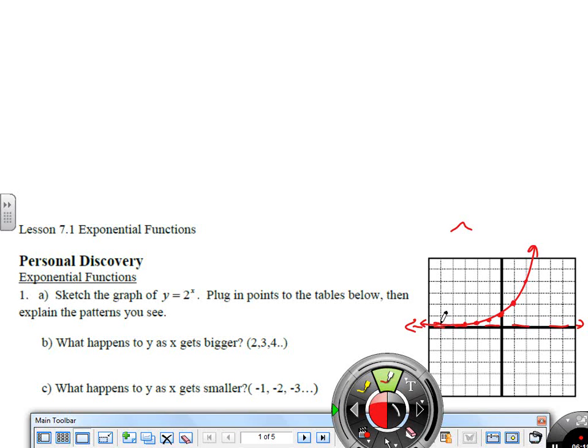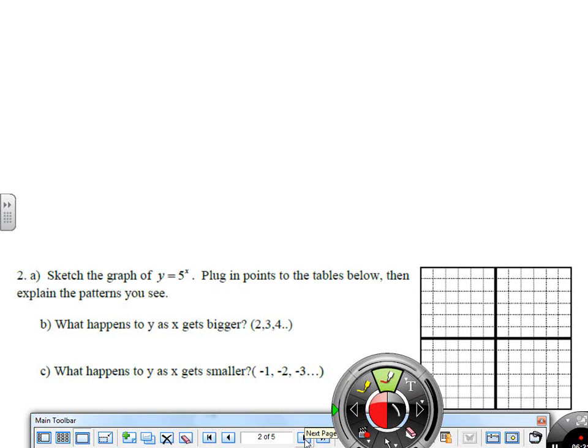All right, so I want you to take a minute and do the same thing with y equals 5 to the power of x. What I'm going to ask you in your groups is, how is this graph the same, and how is it different from the graph of y equals 2 to the x? We just did 2 to the x together. Right now, do 5 to the x with your group. Look at all the same things we looked at, and be prepared to answer how it is the same as the other graph, and how it is different.